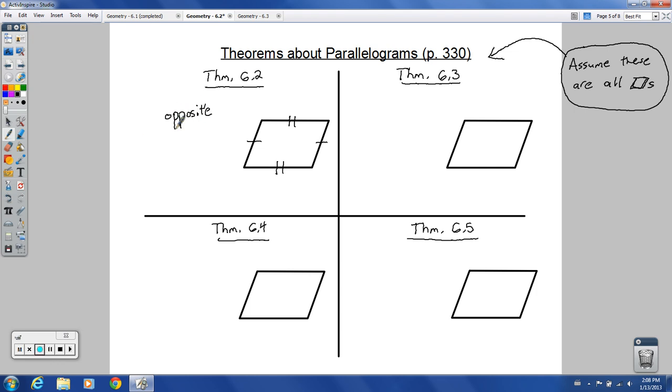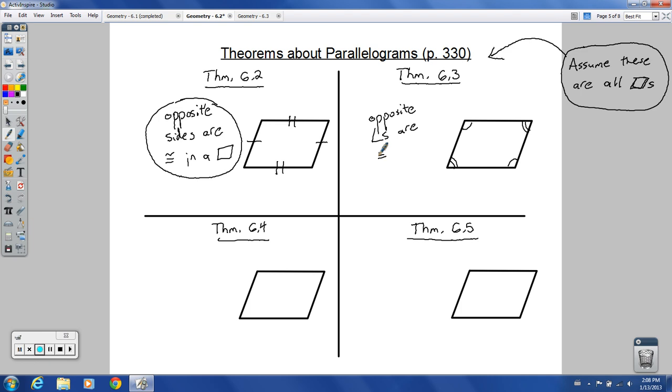So opposite sides are congruent in a parallelogram. That's one property that always holds. What's another property that always holds? This is also going to be true. Pretty convenient. Nice that that works out all the time. So if you have a parallelogram, opposite angles are also always congruent. So opposite angles are congruent in a parallelogram.